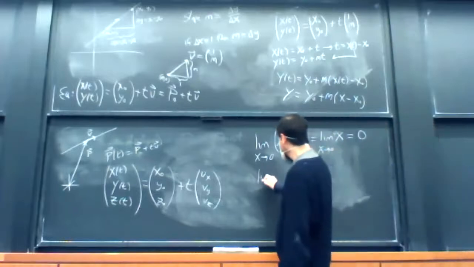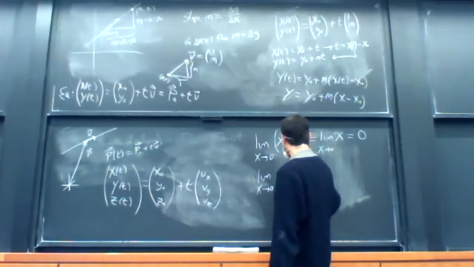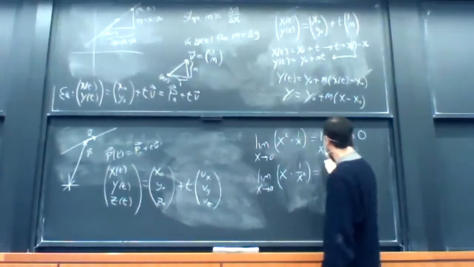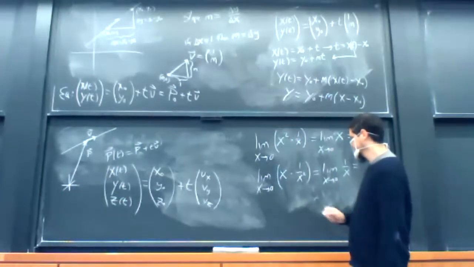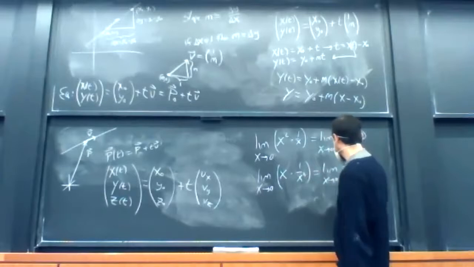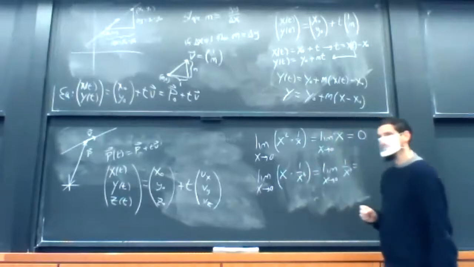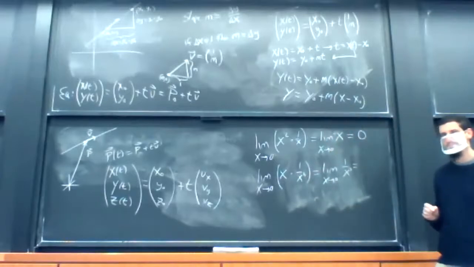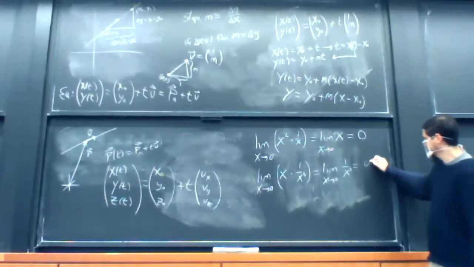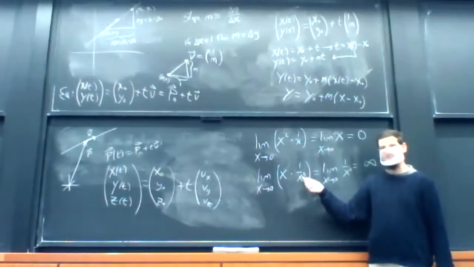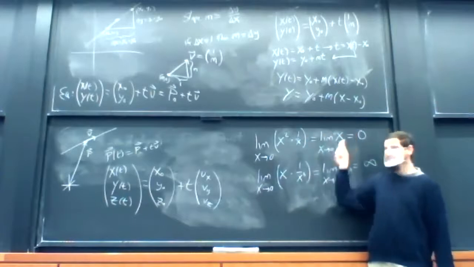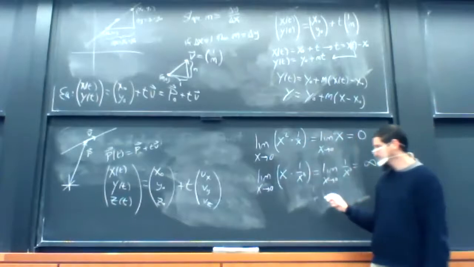What if instead I look at the limit as x goes to 0 of x times 1 over x squared? That's the limit as x goes to 0 of 1 over x. What does that equal? I'll make it x cubed. That goes to infinity. But now I've got 0 times infinity. So here 0 times infinity was 0. Here 0 times infinity was infinity.